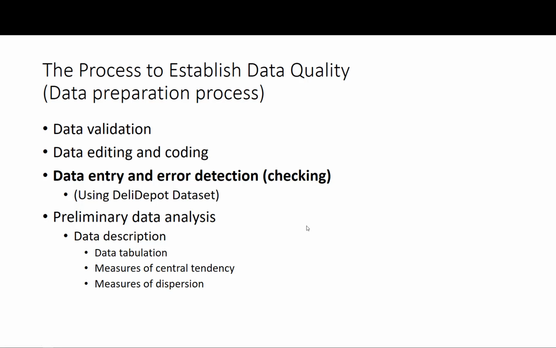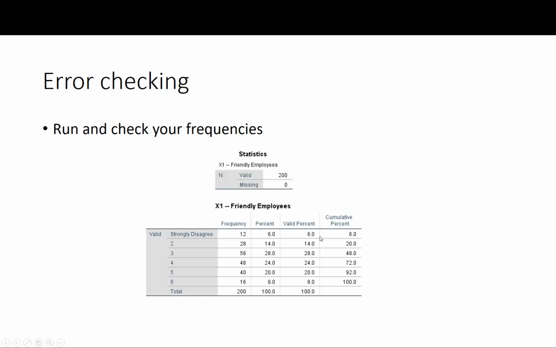Now I'm going to move on to data entry and error detection or checking. I'm going to use the Delhi Depot data set from here on when I look at the next two stages of the process. So the easiest way to look at error checking in your error checking process is to run and check the frequencies of all of your items. For the purpose of this video, I'm just going to focus on the Delhi Depot item X1, friendly employees.